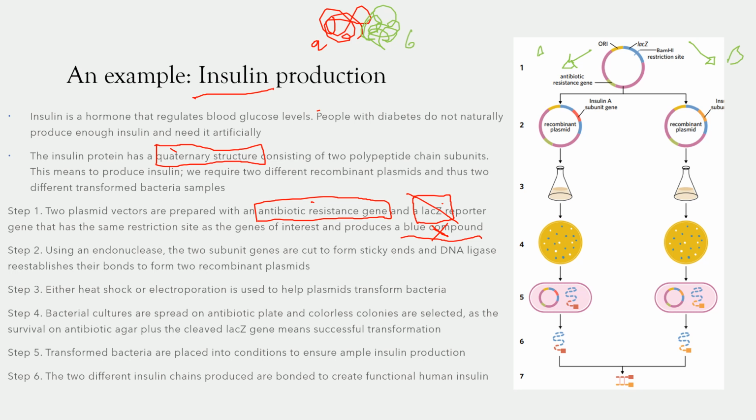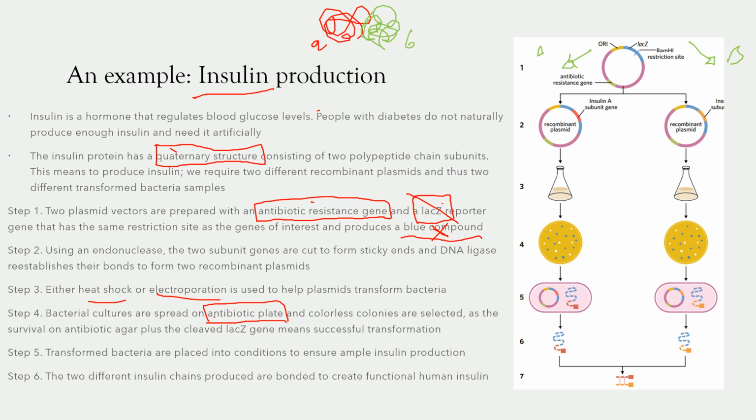We're going to use either heat shock or electroporation to help speed up and ensure that our bacteria successfully take up these plasmids. And then we're going to use our reporter genes to make sure that it has been efficient. We're going to place our bacterial cultures on an antibiotic plate. Our first stage of making sure that everything is correct is putting them on antibiotics, and if they have been successfully transformed, they will survive.